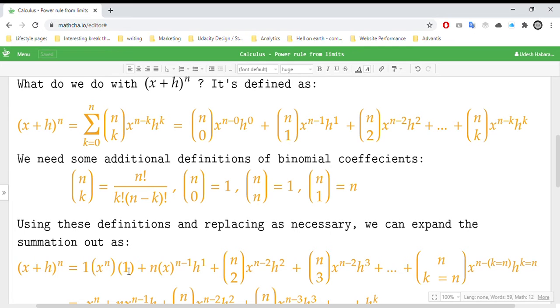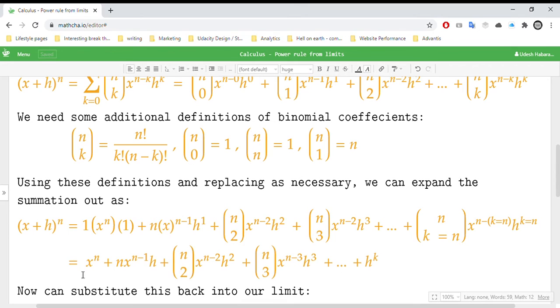We repeat the same thing here. We have n choose 1 over here, which is just the same as n as we defined here. And we have x to the n minus 1 right here, and then we have h to the power of 1, right? And we carry on doing this until we get all the way to the end where k is equal to n, right? X to the power of n minus k, which is equal to n minus n, and h to the power of k, which is h to the n. So which gives us this equation at the bottom here.